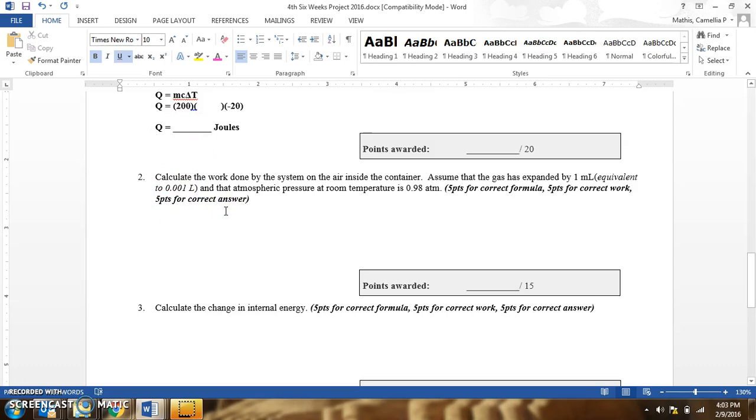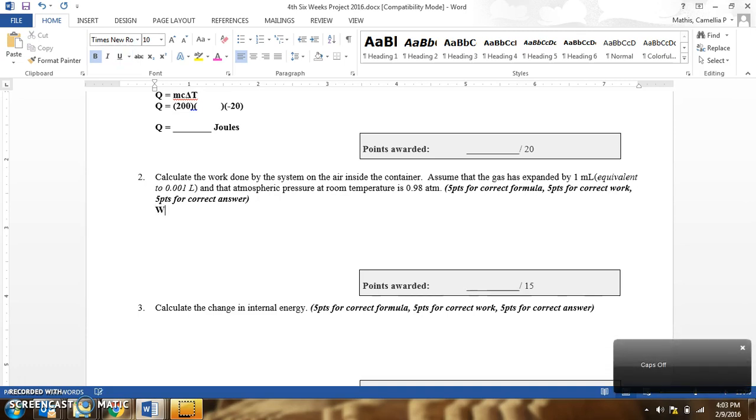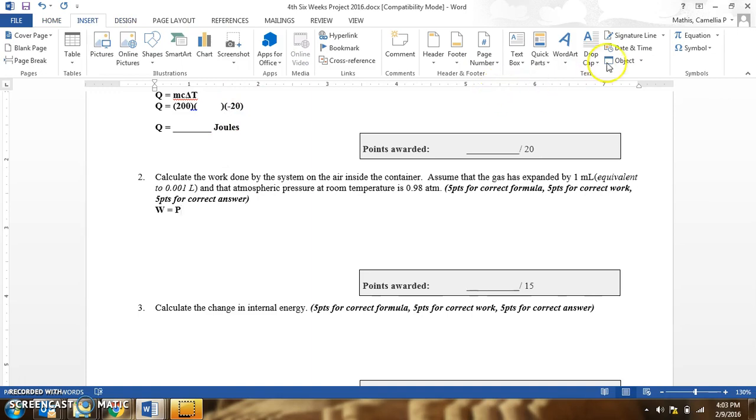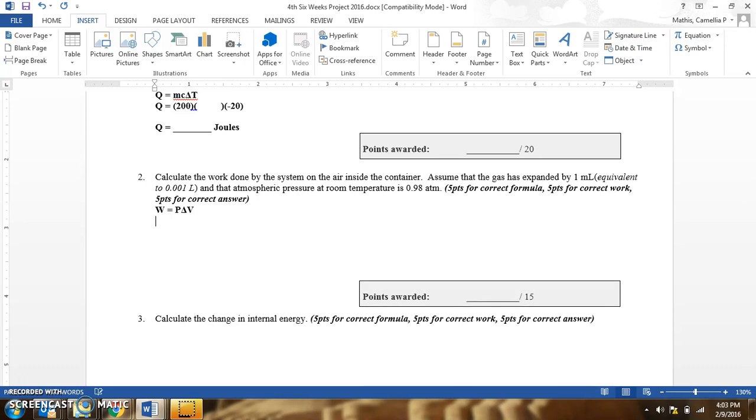Now it asks you to calculate the work done by the system on the air inside the container. So if we can recall, rather, that the equation for work of a gas in a container is W equals P times delta V. Let's bring our delta symbol V. So to figure out the work for this particular student, we would follow this process.